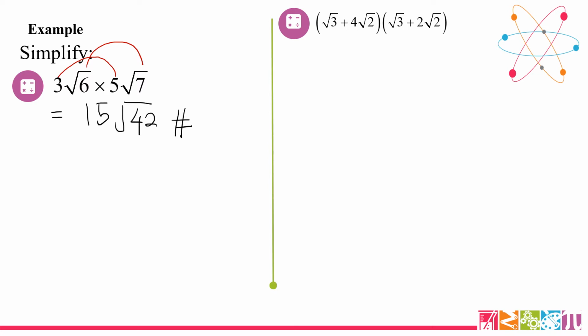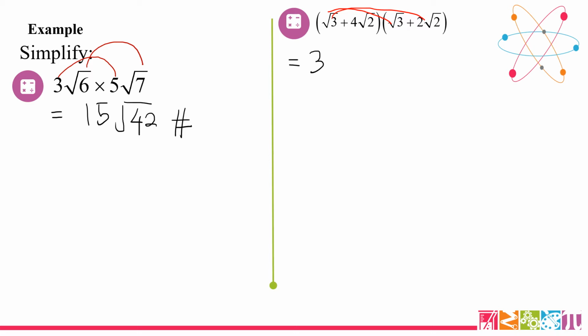Next, root 3 plus 4 root 2 times root 3 plus 2 root 2. First, root 3 multiplied by root 3. Root 3 times root 3 is 3. Next, root 3 times 2 root 2.